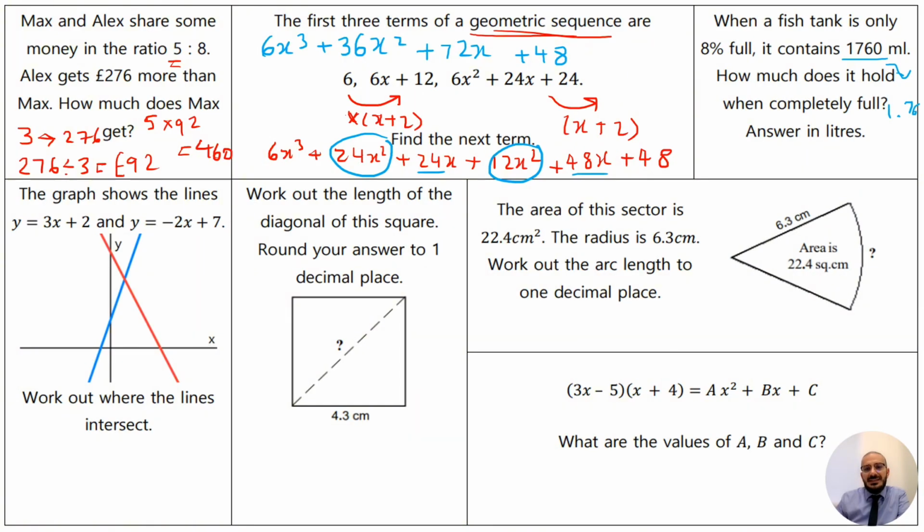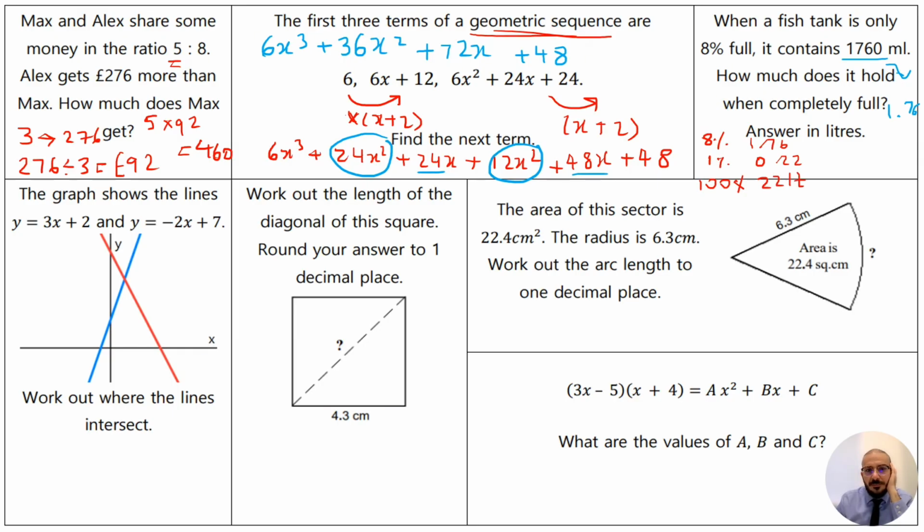So if 8% is 1.76 litres, I can go down to 1 and then go back up to 100. So divided by 8 and multiply by 100 to go back up to 100. So 1.76 divided by 8 is going to give us 0.22, and then from here I'm going to times it by 100, so that's going to be 22 litres.